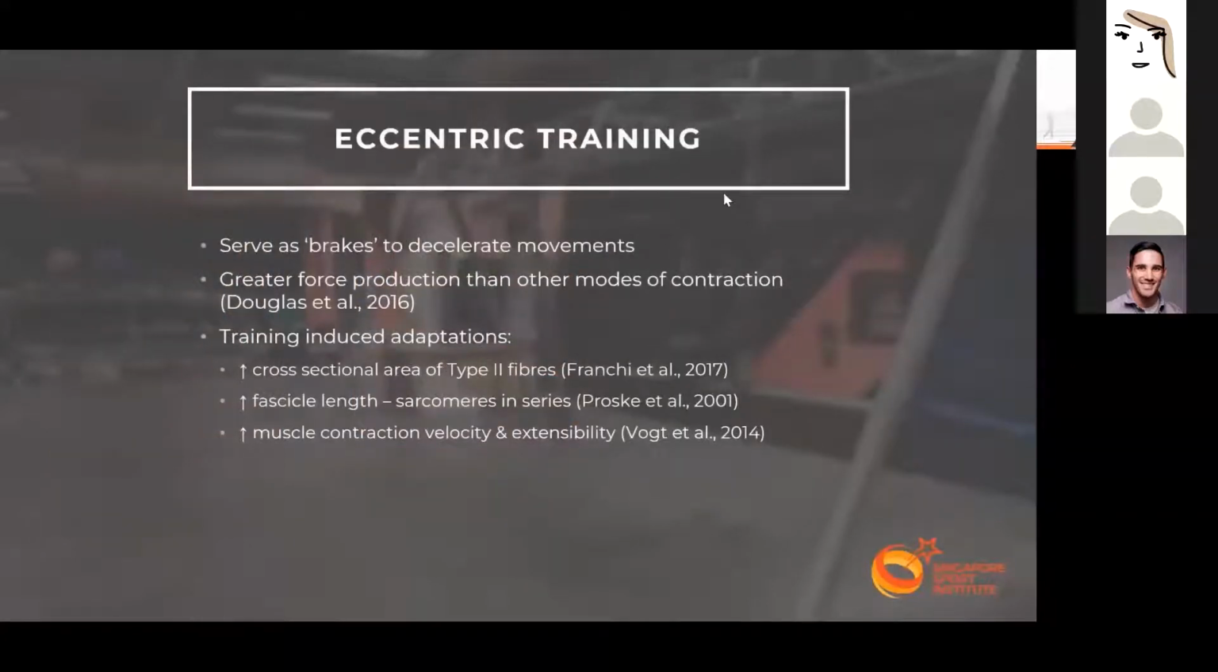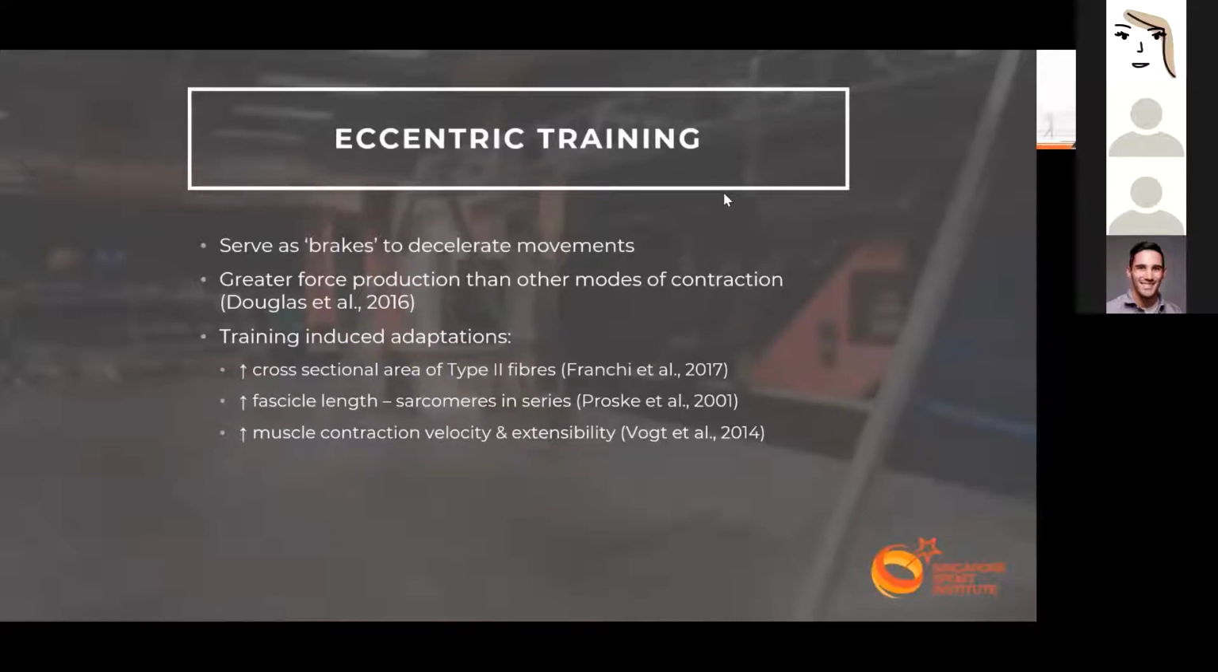During eccentric lengthening, the muscle serves two functions. First, as brakes to slow down or stop rapid movements. Second, to store and convert energy to make work more efficient or powerful. When trained, it induces muscle hypertrophy with an increase in type 2 muscle cross-sectional area. This is due to its preferential recruitment during eccentric muscle actions.